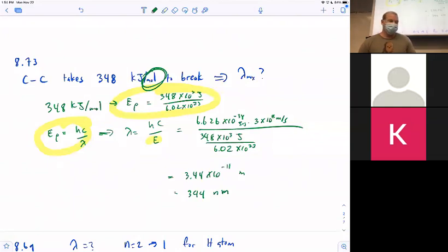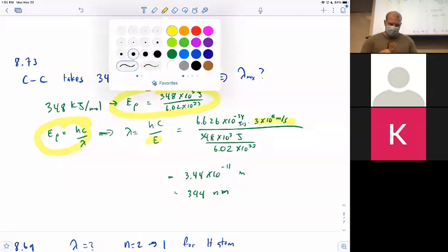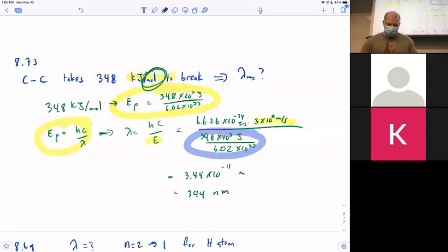Questions on how to do this one? Andre, you look like you're thinking. Well, I was wondering why the first energy of the photon doesn't include the speed of light. So you have the kilojoules divided by Avogadro's number. Oh, because you're trying to get one photon. Okay, gotcha. Yeah, this is per mole, and this is the individual photon.